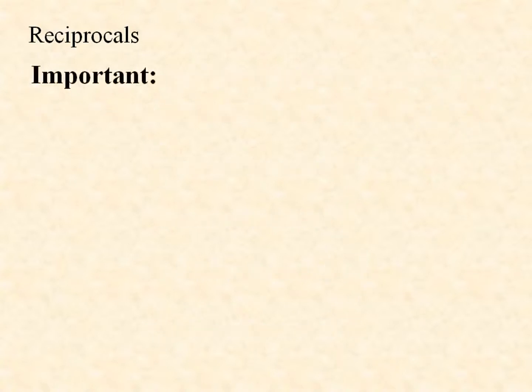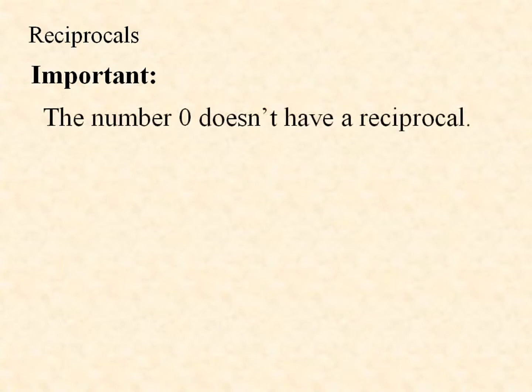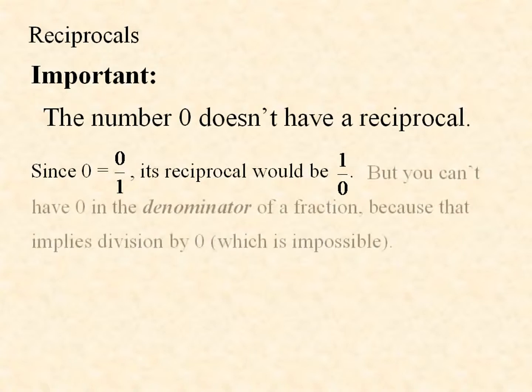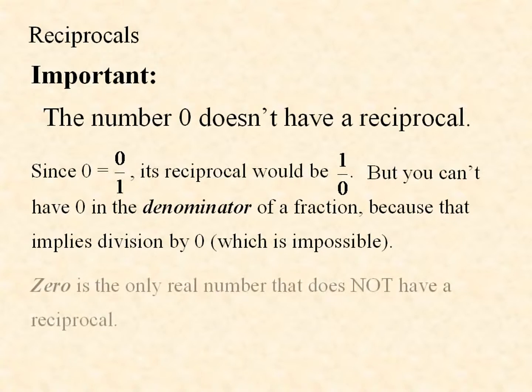Important: the number 0 doesn't have a reciprocal. Since 0 is 0/1, its reciprocal would be 1/0. But you can't have 0 in the denominator of a fraction. That would imply division by 0, which is impossible. 0 is the only real number that does not have a reciprocal.